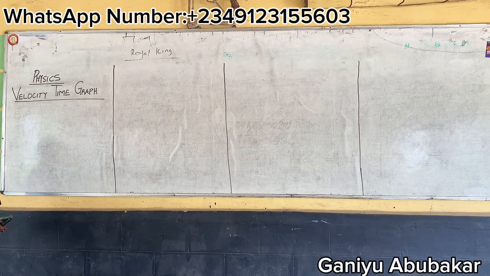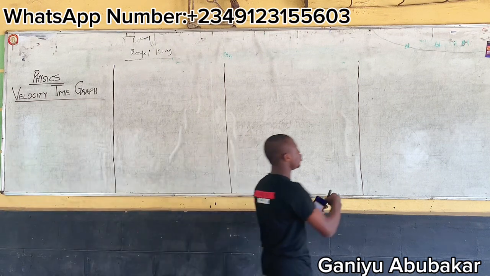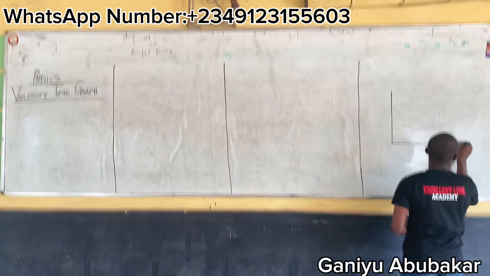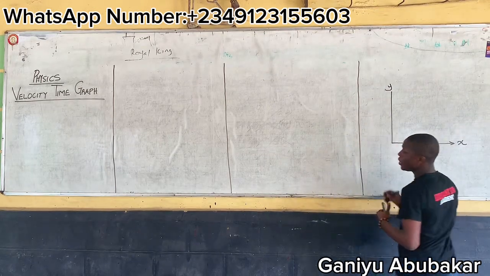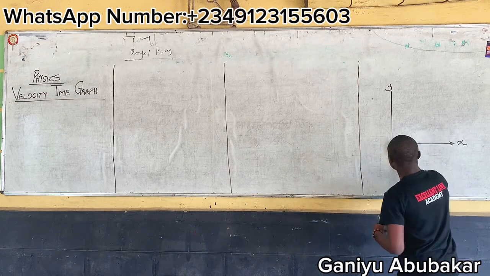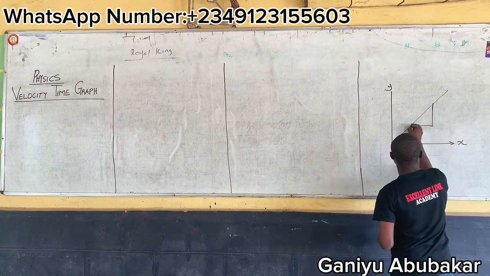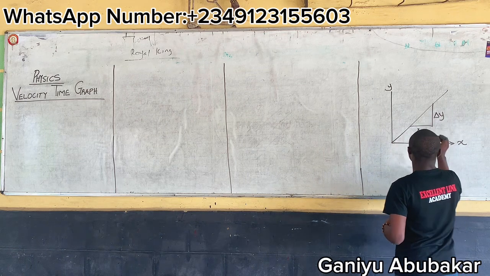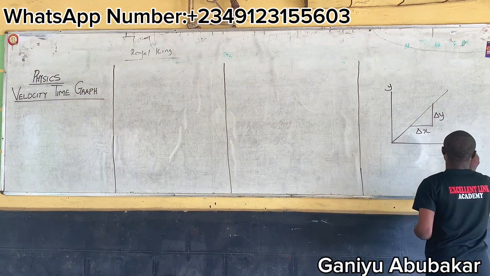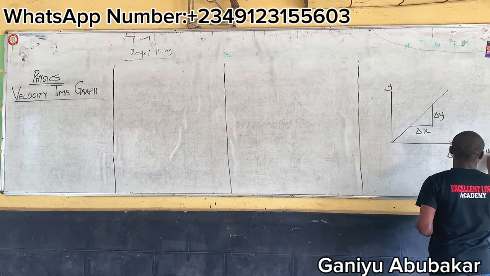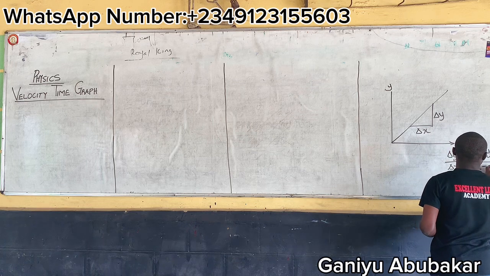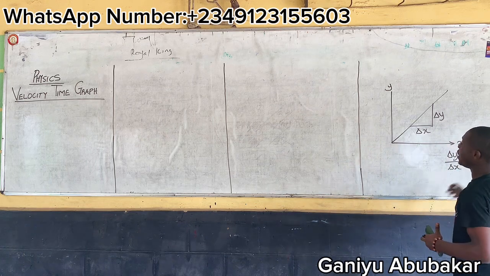Cast your mind back to SS1. If I have a graph this way, a Cartesian coordinate, I have my x-axis and my y-axis. What's my slope? A line like this, and this is the change in y. Change in y is y2 minus y1 over x2 minus x1. Apply the same technique here.